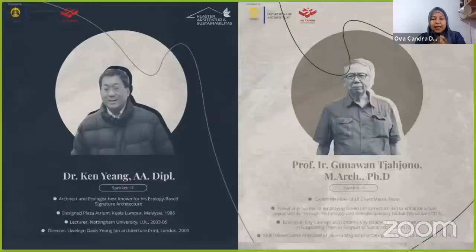And today, among us, we already have two top speakers. The first one is Dr. Ken Yang Dipo, an architect very well known for his work on ecology-based signature architecture. And the second one is Professor Insinyur Gunawan Cahyono, who is also very famous for his consistency in developing vernacular architecture in Indonesia.